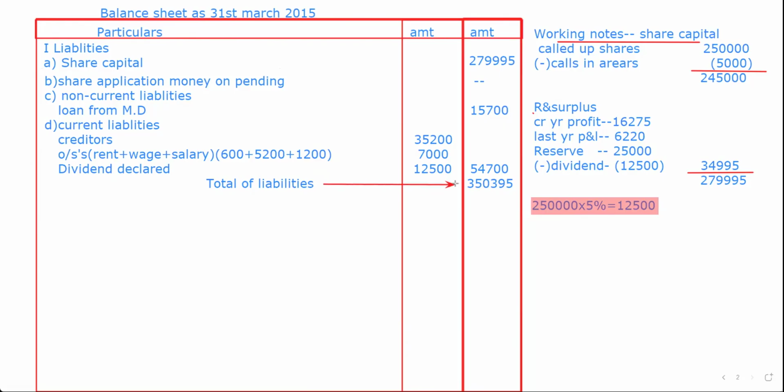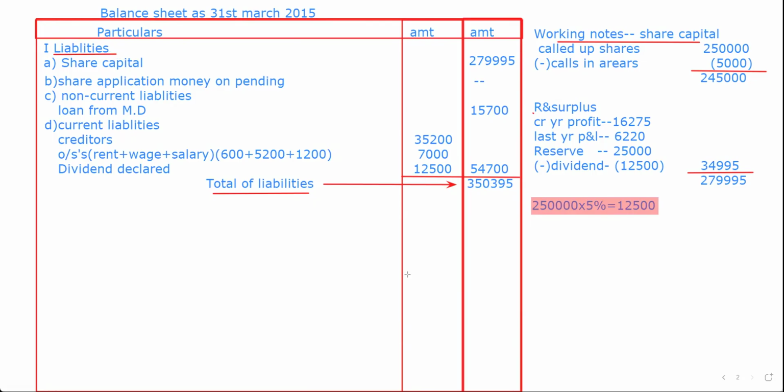I got it. Now I should see that I get my total of assets also in the same pattern. So better I go with first underlining it. Here, this is my total liabilities. This is the total of this one. And then this is my liabilities again.